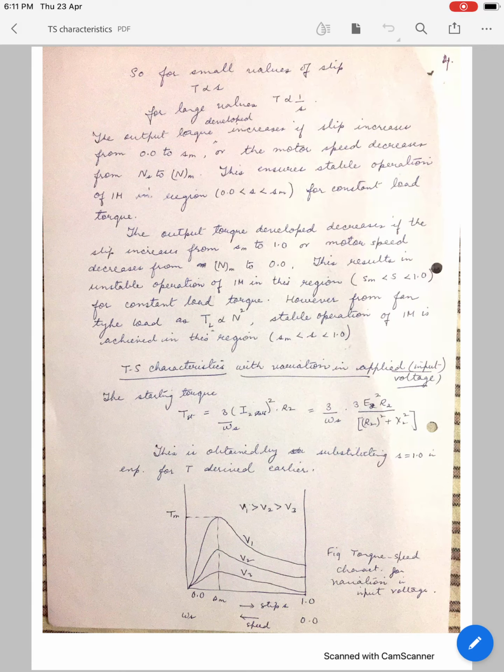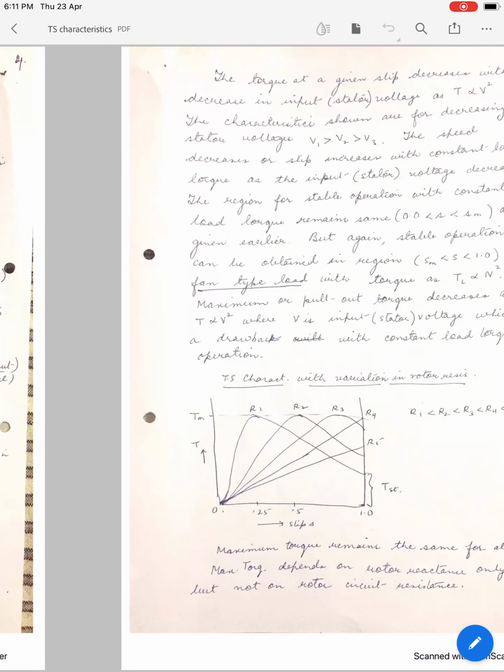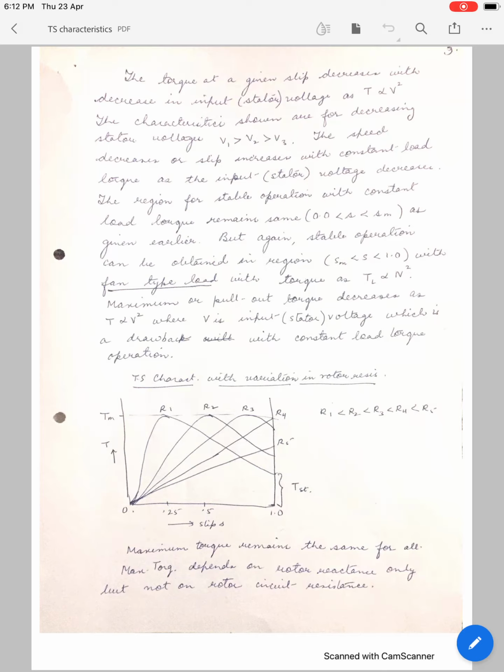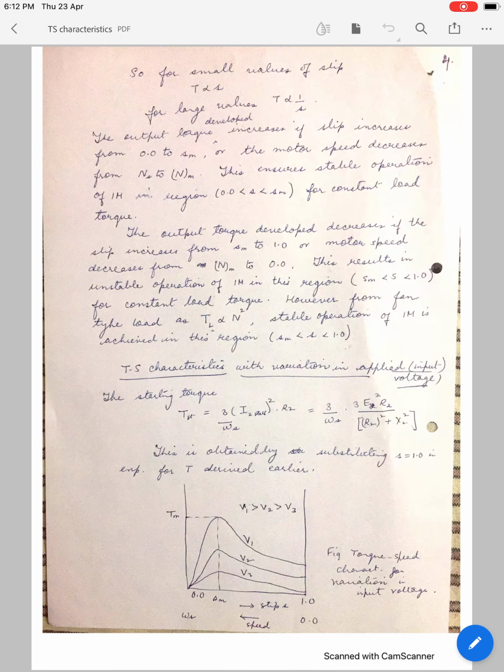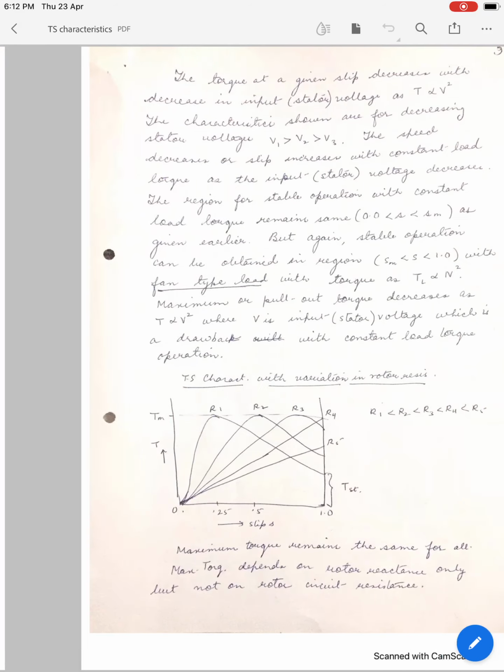Now next we have the torque slip characteristics with variation in applied input voltage. So you can see the characteristics are plotted between T and slip or speed in a similar manner, and starting torque can be simplified if we write the expression for current in terms of the voltage and impedance. So you see T is proportional to V square. So the characteristics shown are for different values of voltages V1, V2, V3, where V1 is greater than V2, and V2 is greater than V3. So you obtain the characteristics in this manner.